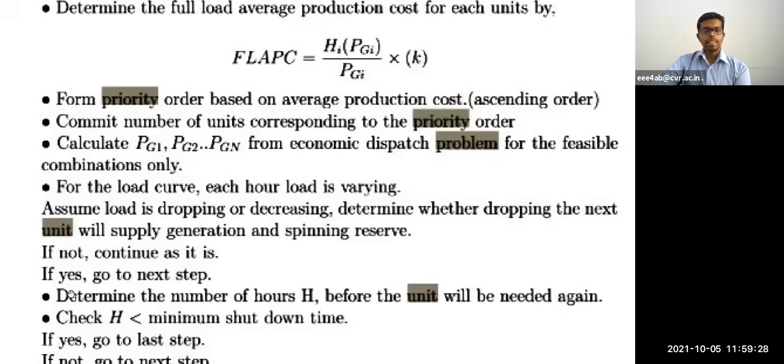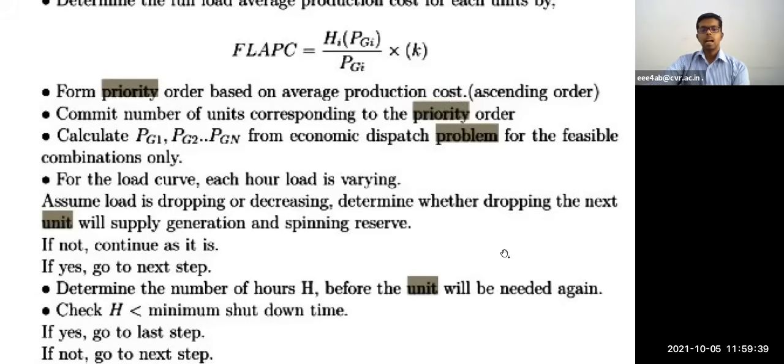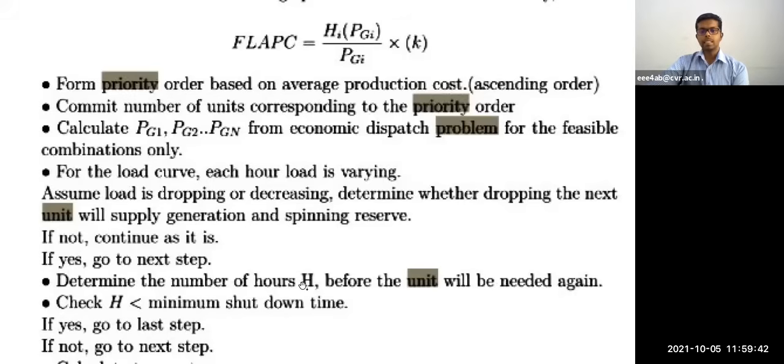Now, what is the next step? Determine the number of hours H before the unit will be needed again. So the number of hours we are taking as H. How many hours is that particular generating unit in operation? Say, for example, the first generating unit: how many hours is that first generating unit operating? So we need to determine the number of hours before the unit will be needed again.